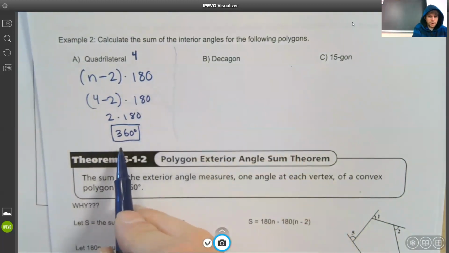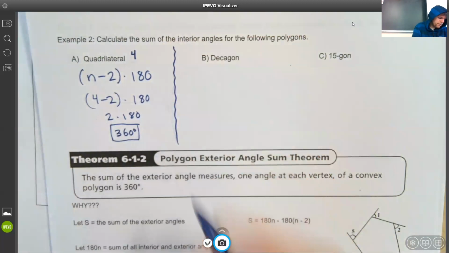That's one we're probably going to memorize. We'll work with quadrilaterals enough throughout this unit that we'll probably keep that one memorized. But some of these other ones, we can just go back to the calculation whenever we need it.